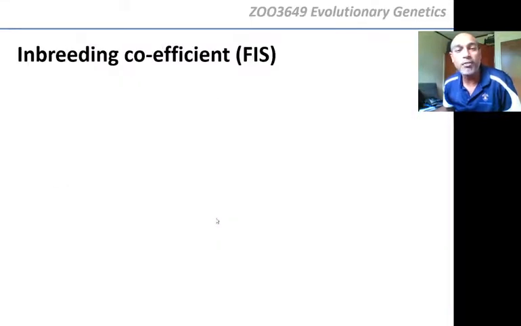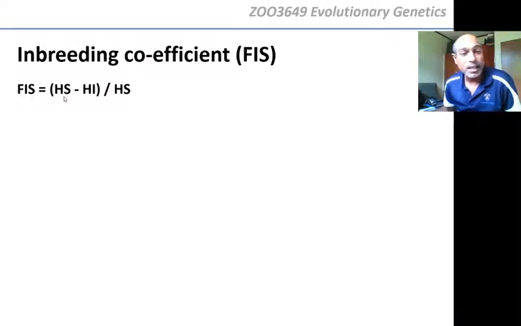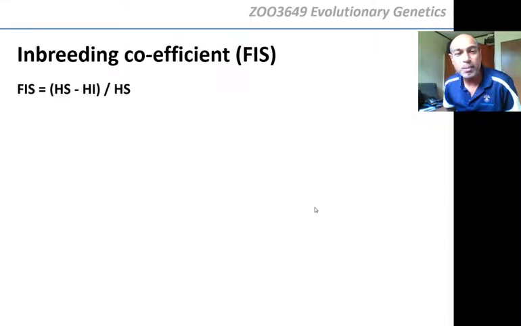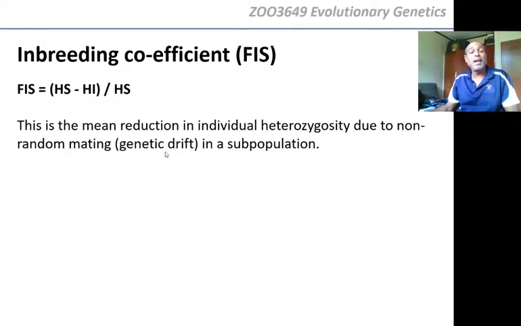So now let's go back to FIS. So it's the F that you get when you put the heterozygosity of the individual and the subpopulation together. Okay, so you get it by taking HS minus HI, so here it is here, HS is this one, minus HI, and you divide it by HS. And this gives you a statistic called FIS. It's a F statistic, and it's also the inbreeding coefficient. Okay? And this is the mean reduction in individual heterozygosity due to non-random mating. In other words, genetic drift inside a subpopulation.